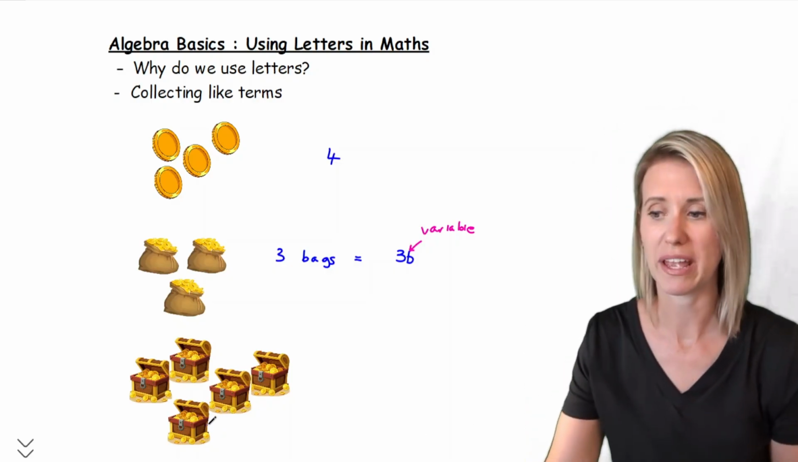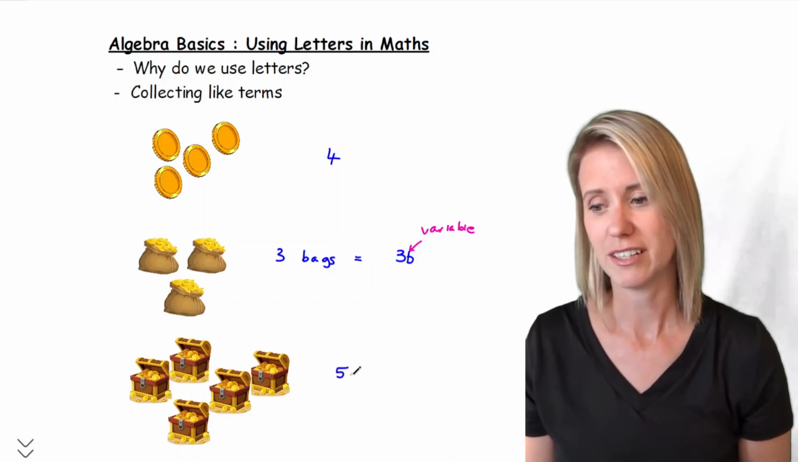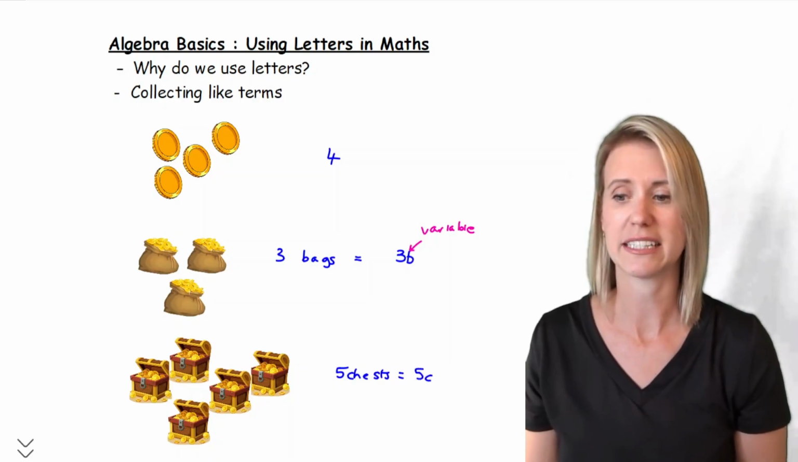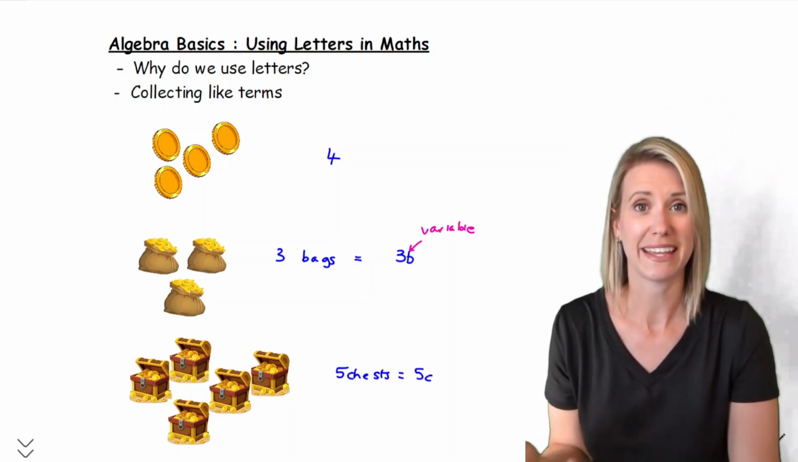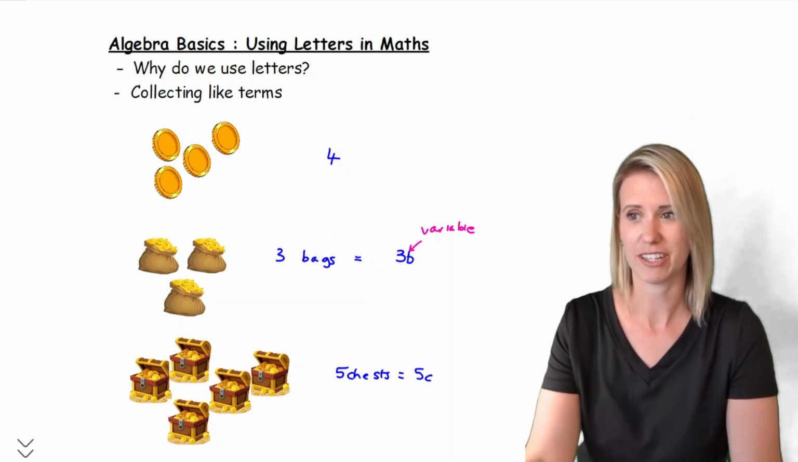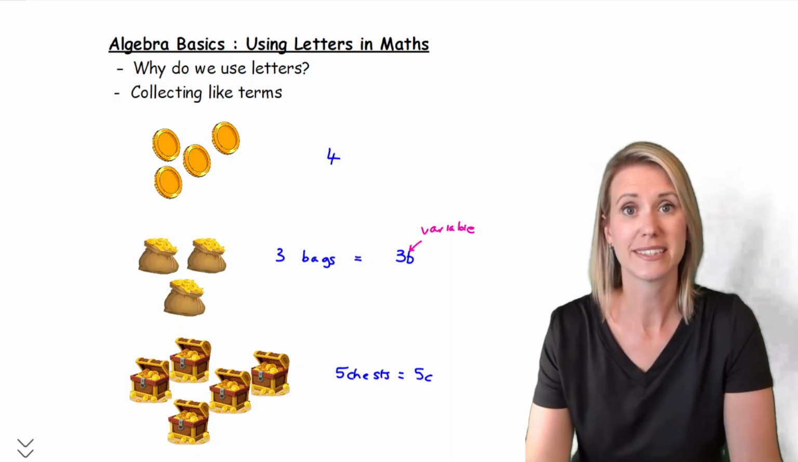On to the next one then. We have 5 chests of coins. I'm going to call that 5 chests is equal to 5c, and once again, the number in each chest depends on the number of coins in total we have. Okay, so we use letters when we're unsure of a particular value because it could vary.